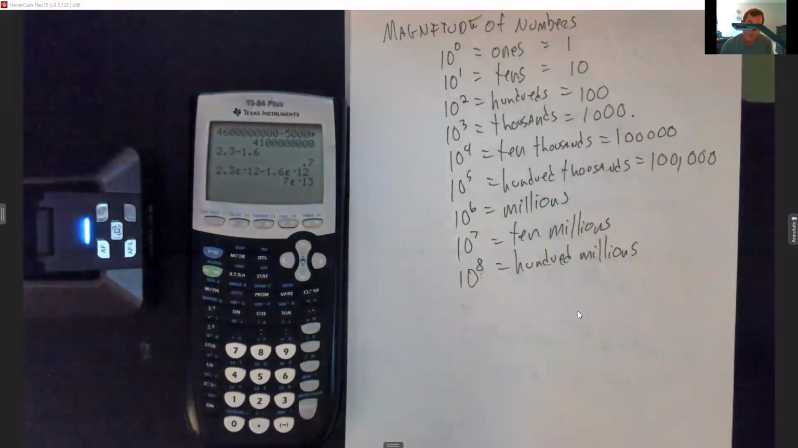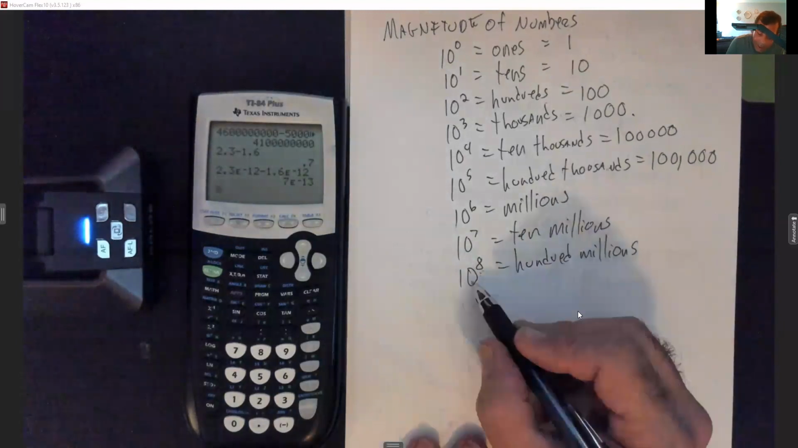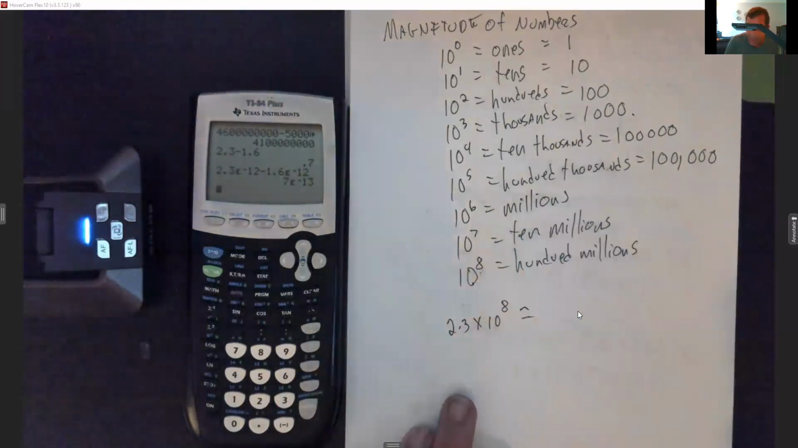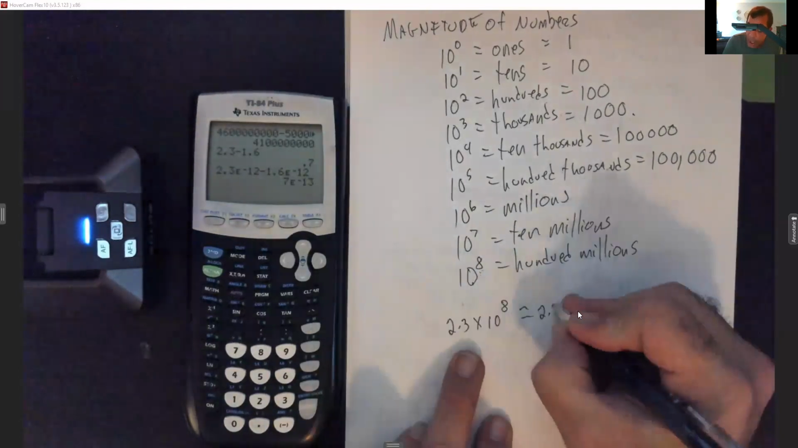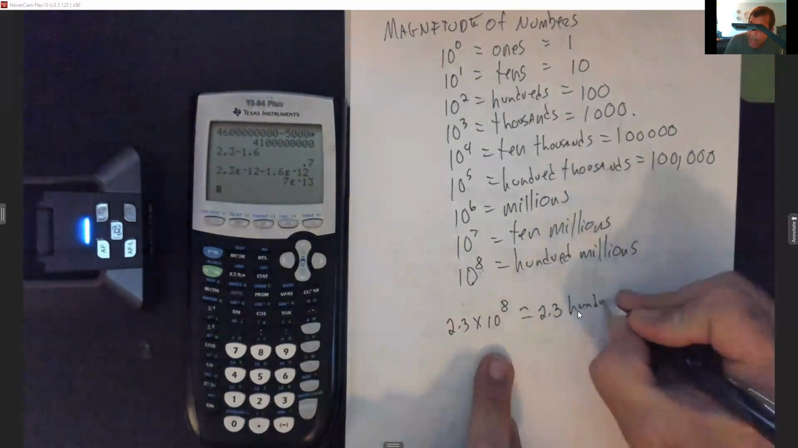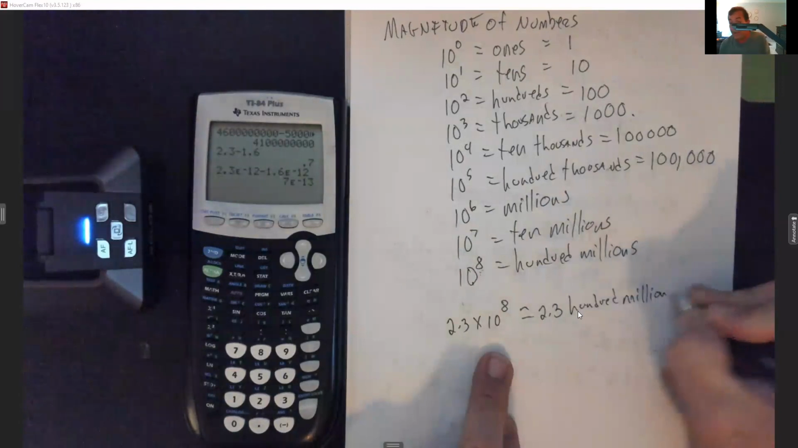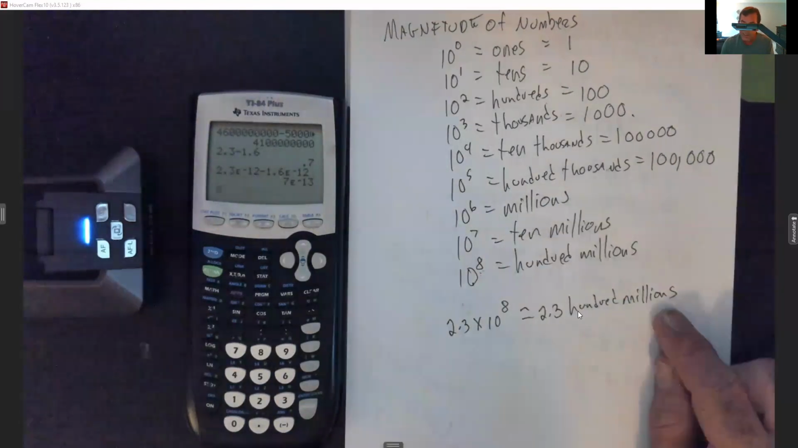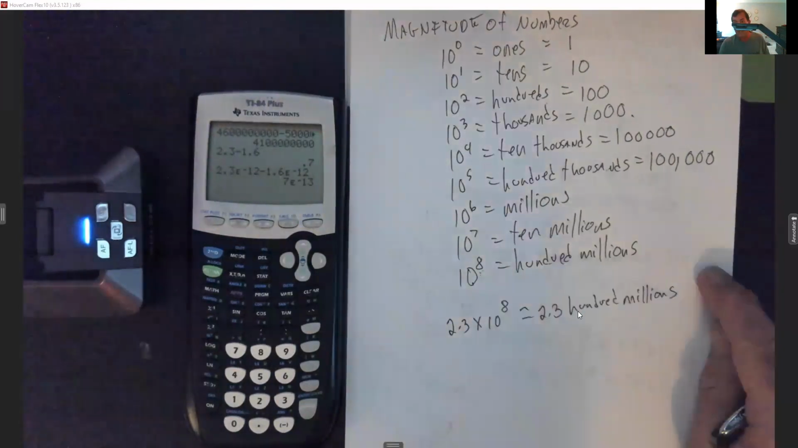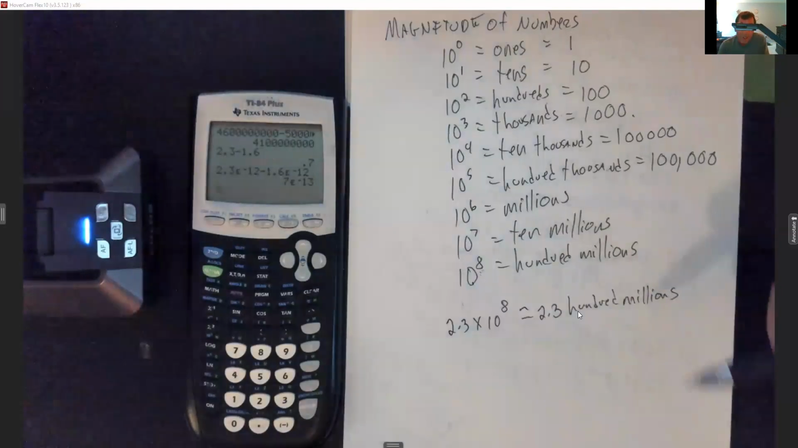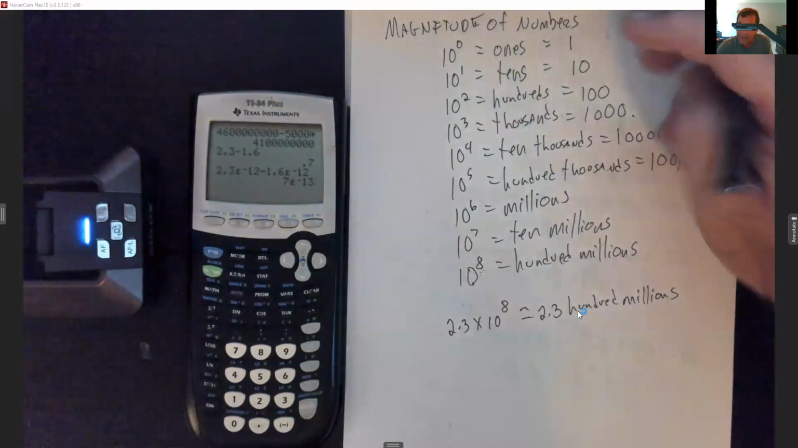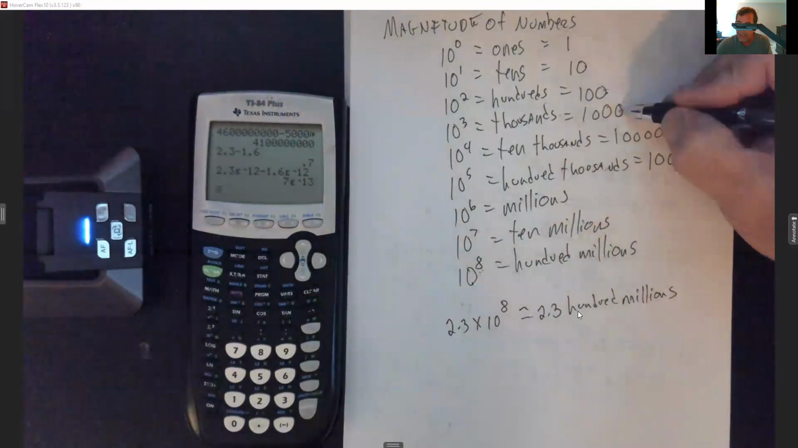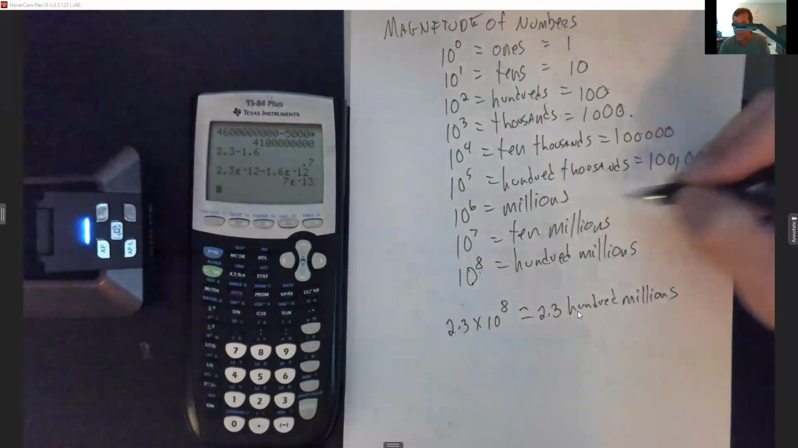So magnitude, if I had a number like 2.3 times 10 to the 8th, basically that means we have 2.300 millions, okay? So we just want you to understand that 10 to the 8th is a large number. That's 100 millions. That is a 1 with 8 zeros behind it, okay? And that's what they mean by magnitude of the numbers. They magnify by 10 each time you go up. 1 times 10, 10 times 10, 100 times 10, 1,000 times 10, and so on as you keep going, okay?